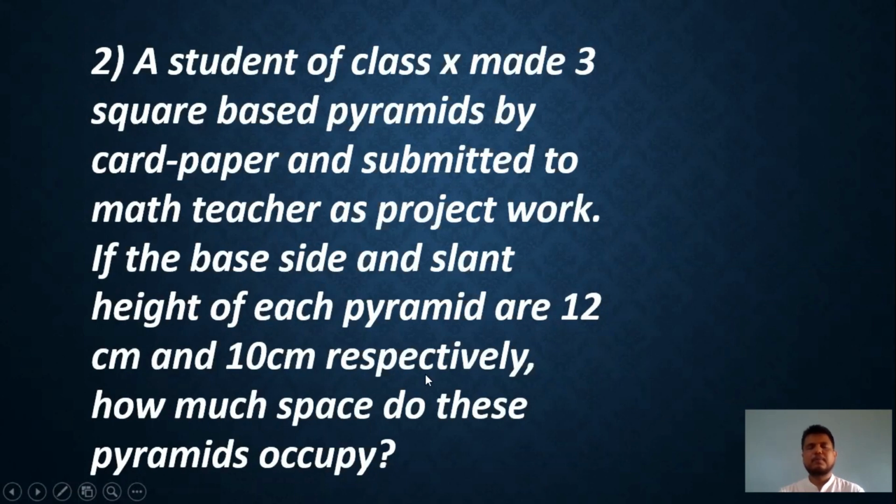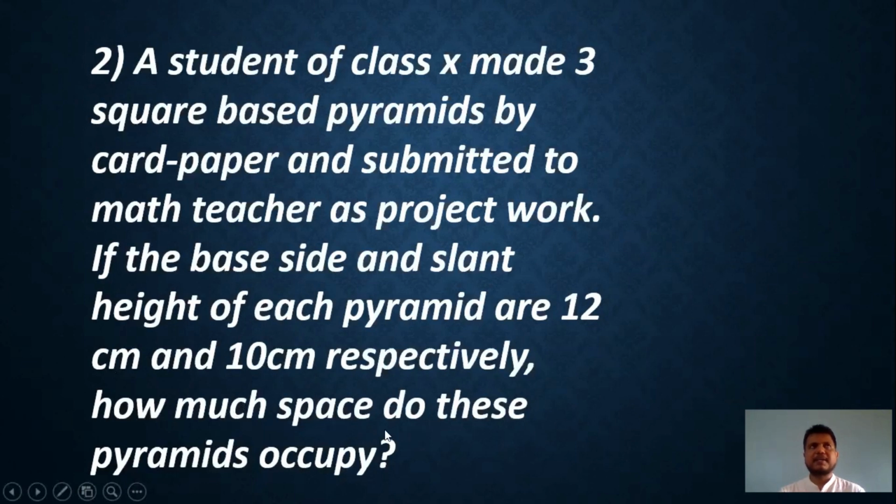To do any question on a square base pyramid, we need slant height, base side and vertical height. In this question, I can see base side and slant height, but vertical height is missing. We have to find vertical height ourselves. How much space do these pyramids occupy? The question is indirectly asking the volume of the pyramids, because volume means the space occupied by any object. So we have to find the volume of the pyramid.